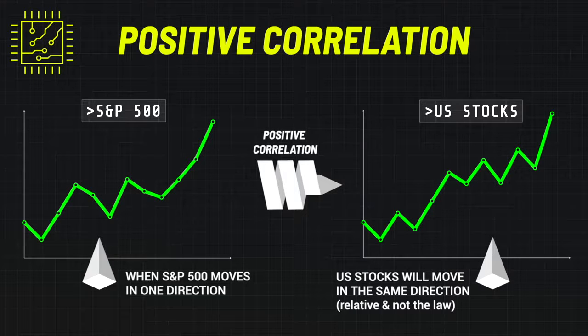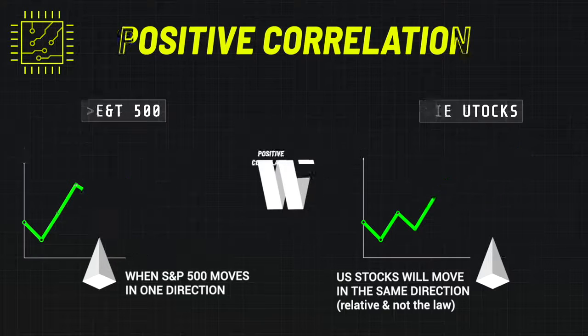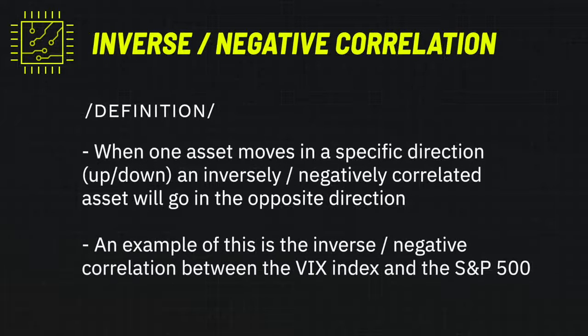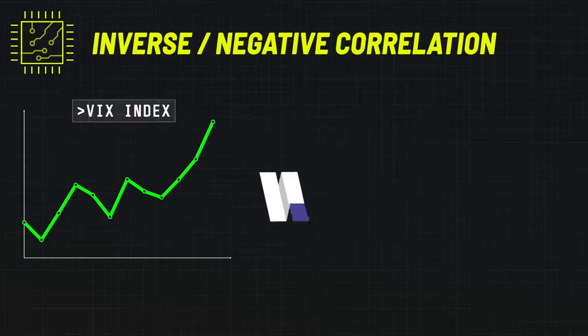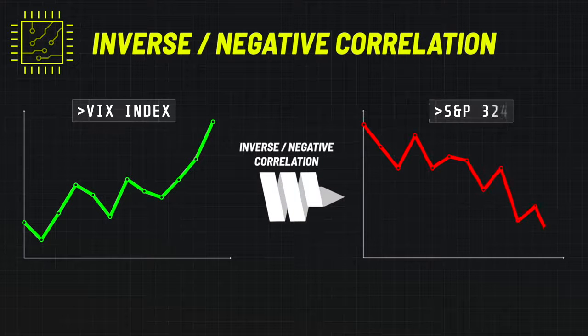Again, this is not the law. We are stating this in relative terms, so just use it as guidance. This also means an inverse correlation is when one asset moves in a specific direction, an inversely correlated asset will go in the opposite direction. An example of this is the VIX index being inversely correlated with the S&P 500.